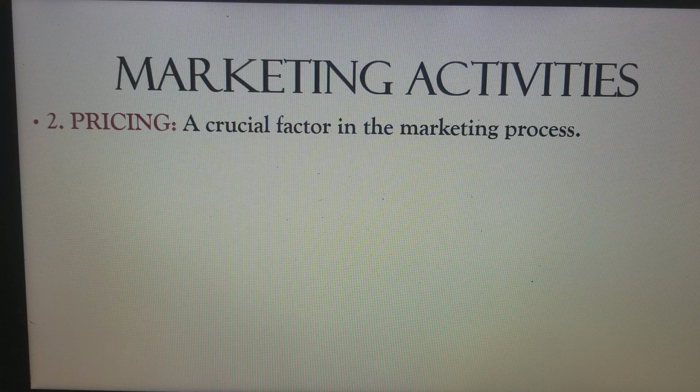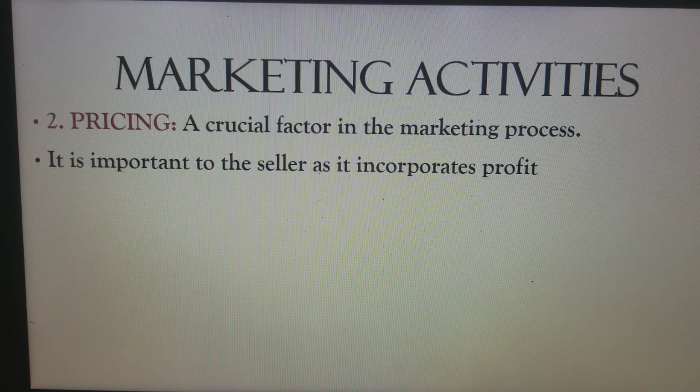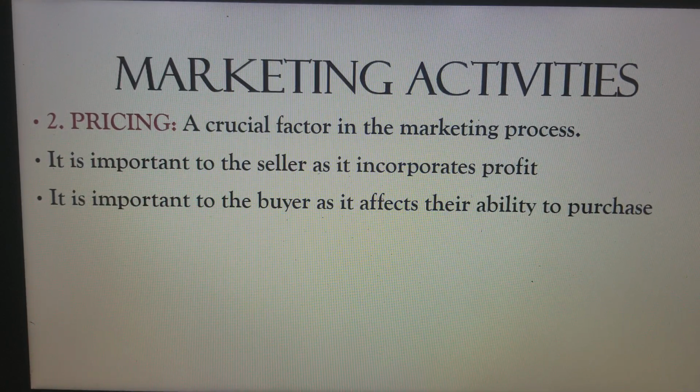Now we're moving on to number 2. So we have looked at market research, which is one type of marketing activity. The second type of marketing activity is pricing. A crucial factor in the marketing process is pricing. It is important to the seller as it incorporates profit. Pricing is very important because the price you place on the product will determine the amount of profit you will gain. It is also important to the buyer, as it affects their ability to purchase, yes, their purchasing power.